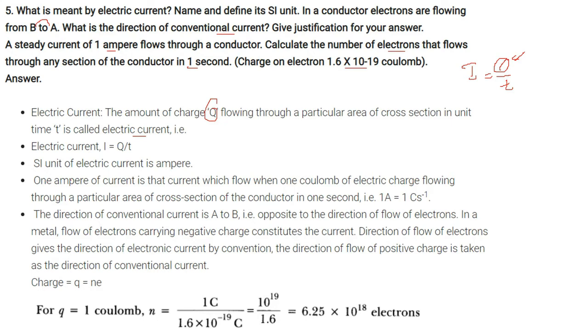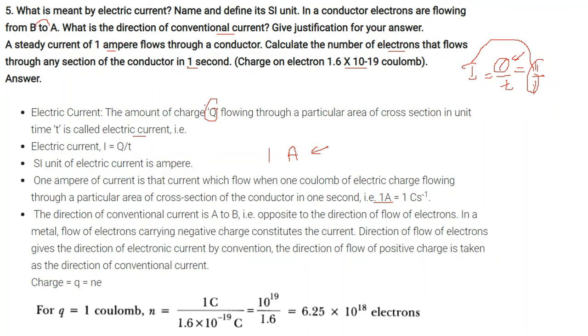The SI unit of electric current is ampere, and 1 ampere is what current? The 1 ampere of current is that current which flows when 1 coulomb of electric charge flows through a particular area of cross section of a conductor in 1 second. So 1 by 1 is 1, so I becomes 1. This is how the definition goes. So 1 ampere is nothing but 1 coulomb per second.